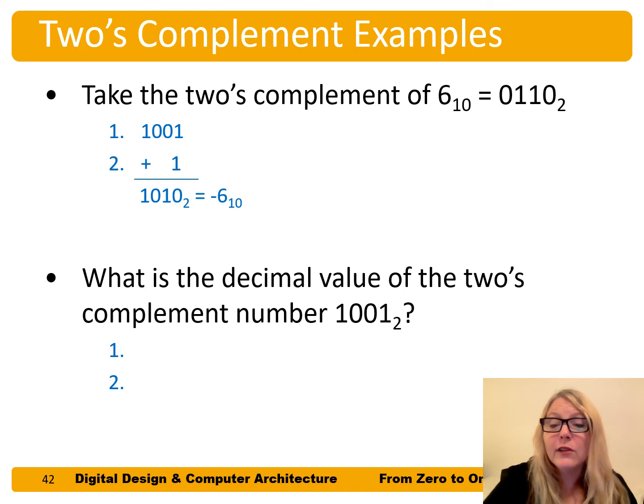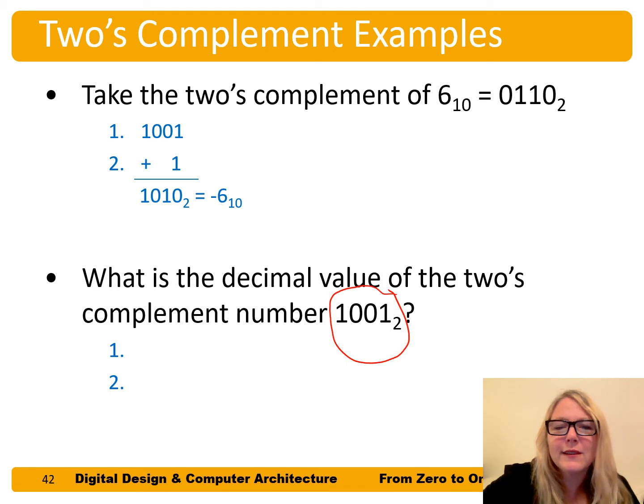So this flipping the sign method is also useful to find the decimal value of a 2's complement number. So we have 1, 0, 0, 1 base 2. We know it's a negative number because it has a 1 in that most significant bit, but we don't know what the value is. So we know this is some negative something. I'm not sure what the something is.